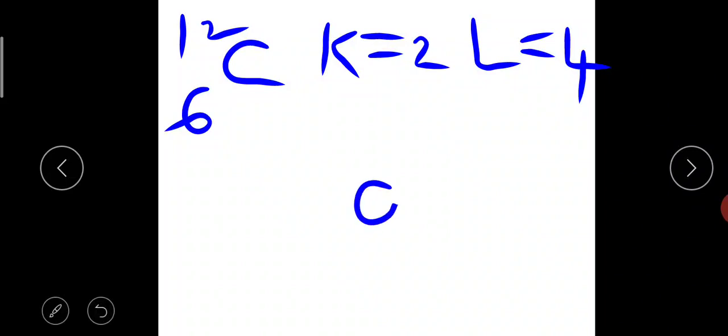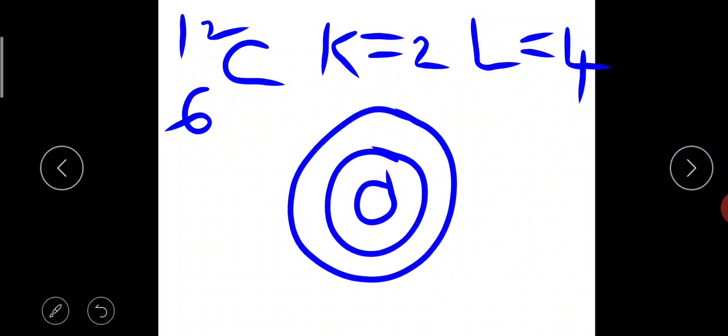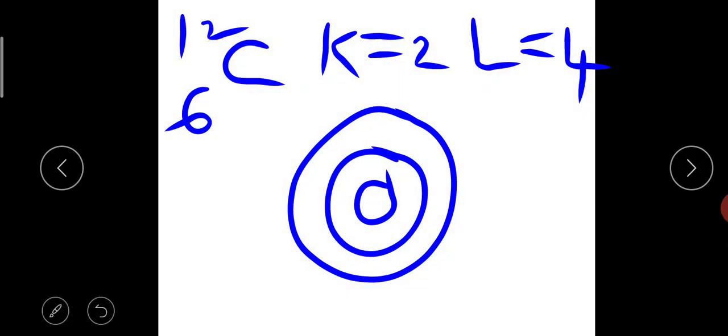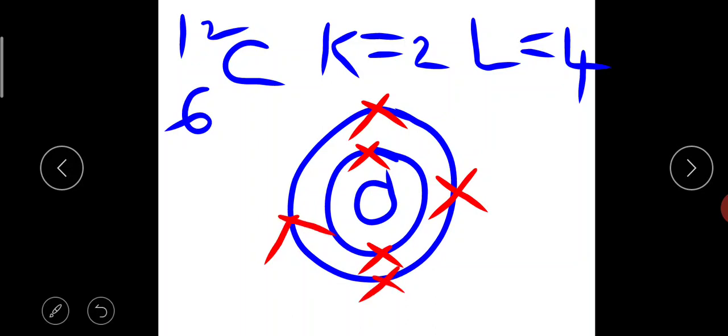Let us draw the shell. So first you have to put the nucleus, first shell K shell, followed by another L shell. Let us fill the electrons now. K shell, how many electrons? 2. L shell, how many electrons? 4. 1, 2, 3 and 4. Is it clear? So in the center you have to write 6 protons and 6 neutrons. Is it clear, children? Now shall we do one more, the last one?